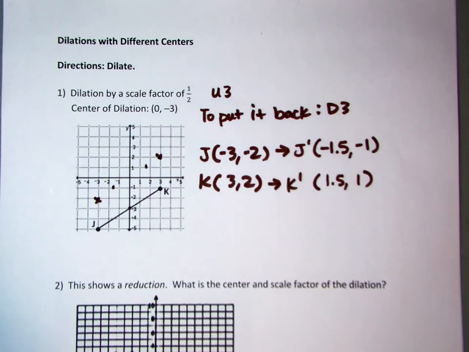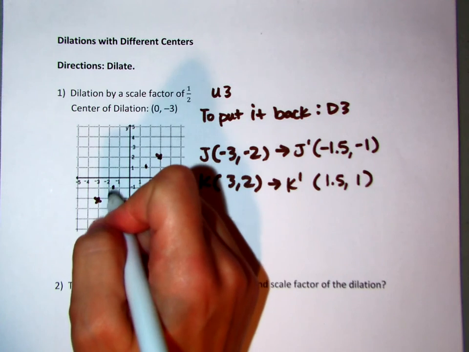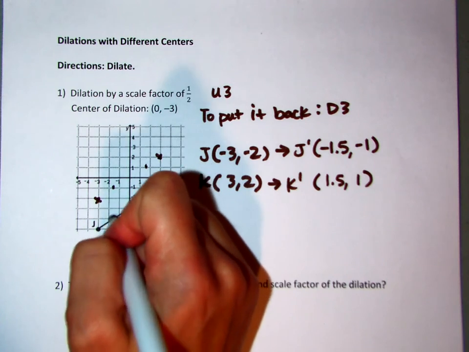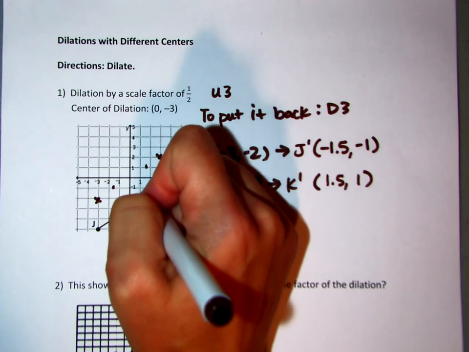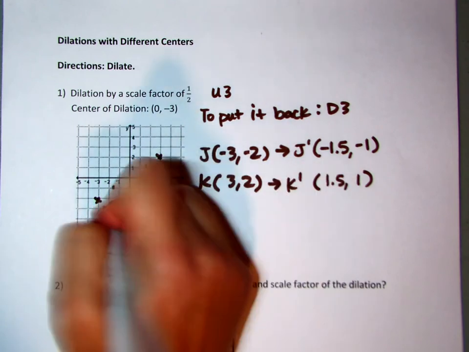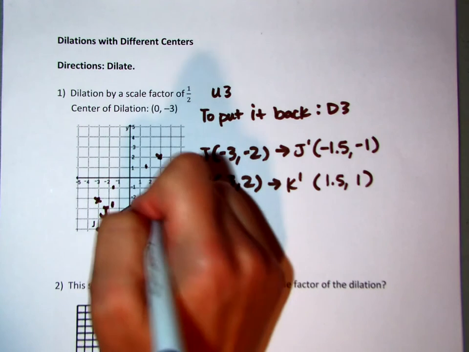And now what we need to do is put it back. To put it back, we're going to move each of these down 3 units. Down 1, 2, 3 is where this one's going to be. Down 1, 2, 3 is where this one's going to be. So this is now my new J prime. This is my new K prime, and it's right here, this segment.